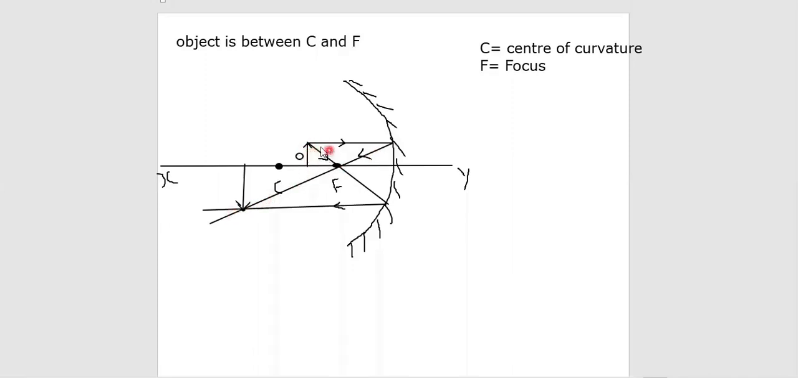If a ray of light is parallel to the principal axis, it will pass through the focus after reflection. If a ray of light is passing through the focus, after reflection it will be parallel to the principal axis. So this one is a reflected ray. These two reflected rays are meeting at a particular point. There you will be getting an image.